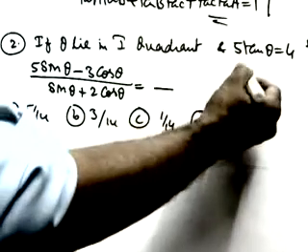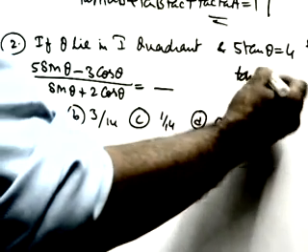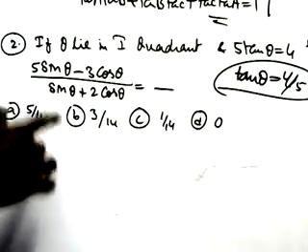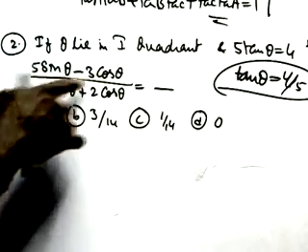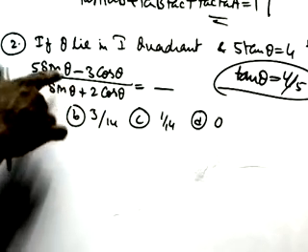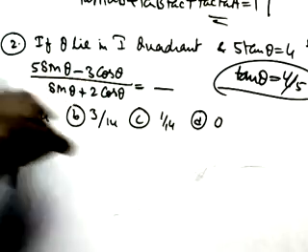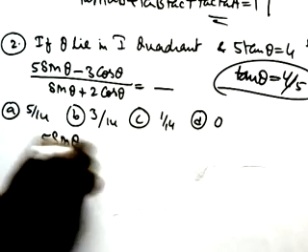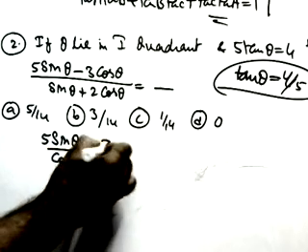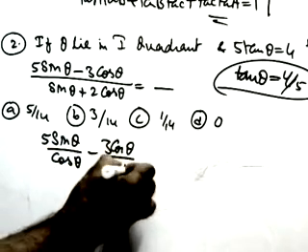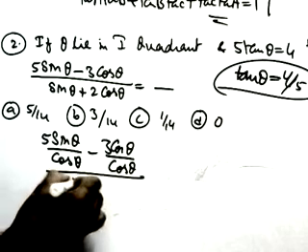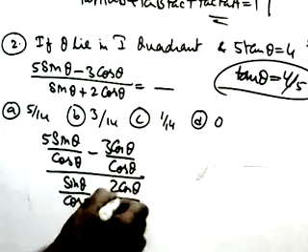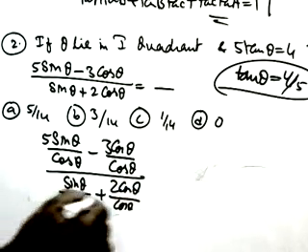If theta lies in the first quadrant and tan theta equals 4 by 5, that means the value of tan theta will be 4 by 5. Now the question is 5 sin theta minus 3 cos theta divided by sin theta plus 2 cos theta. Watch carefully. We know tan means sin by cos. So divide each term by cos theta. You will get in terms of tan: 5 sin theta by cos theta, 3 cos theta by cos theta, sin theta by cos theta, 2 cos theta by cos theta.